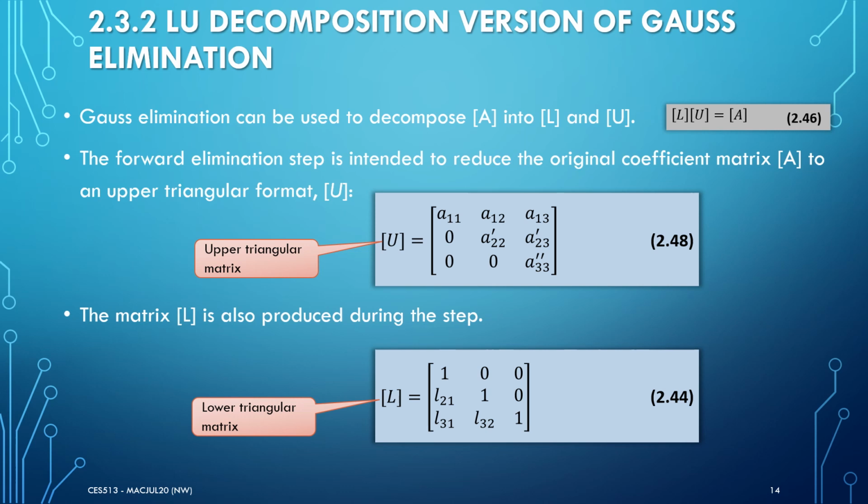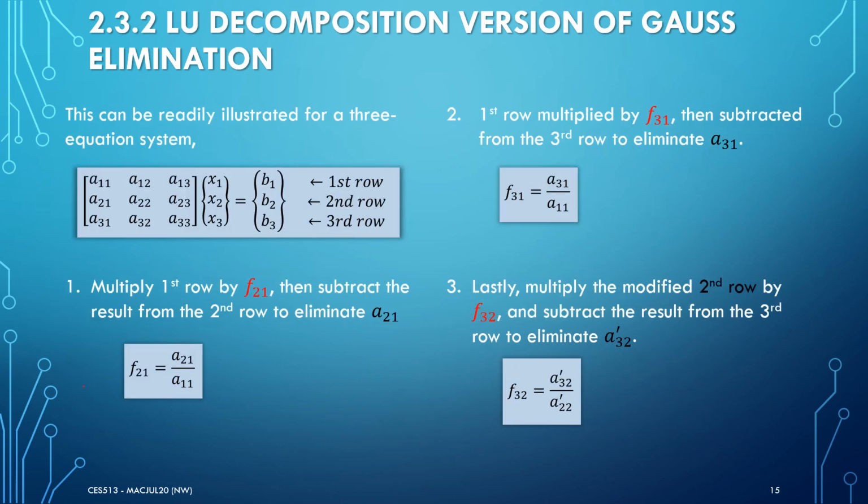Actually, Gauss elimination can be used to decompose matrix A into lower and upper matrix. The forward elimination step is intended to reduce the original coefficient matrix A to the upper triangular format of U, and the matrix L is also produced during the step. This is the lower matrix. The process can be illustrated for a three-equation system of AX equal to B.